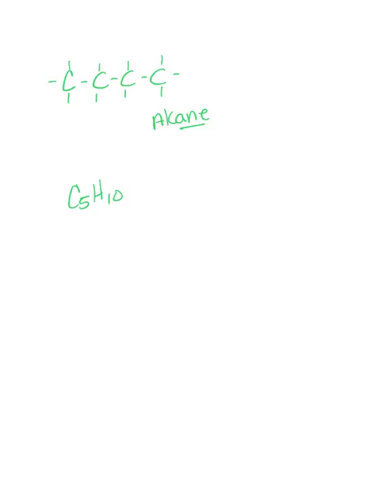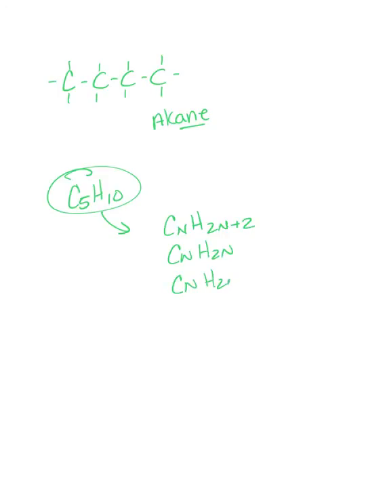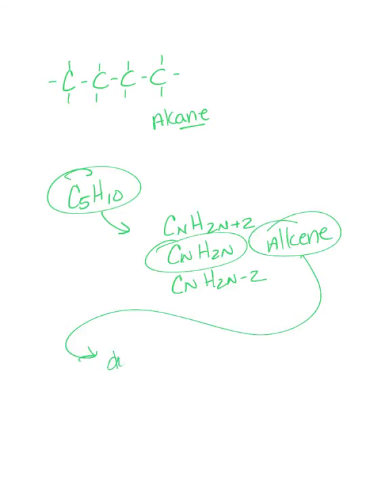Now, you should also be able to go from the molecular formula and tell me if it's an alkane, alkene, or alkyne. Now, this one is C5H10. So you have to look at each one of these formulas, CnH2n plus 2, CnH2n, or CnH2n minus 2, and see which one it fits. And it fits this one right here. So C5H10 fits CnH2n, which means it is an alkene. And alkenes, if you recall, have a double bond in them.